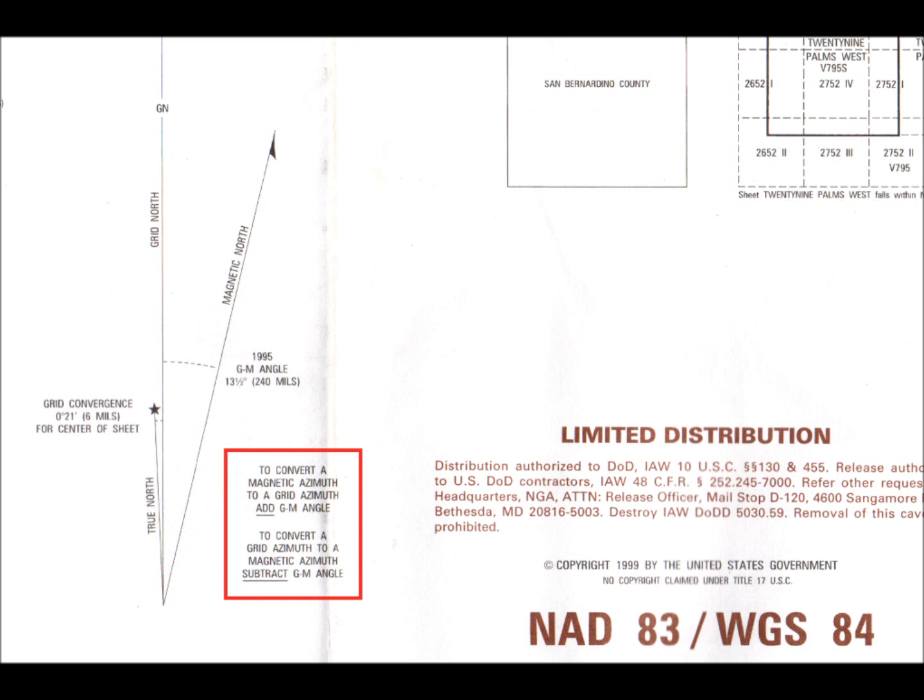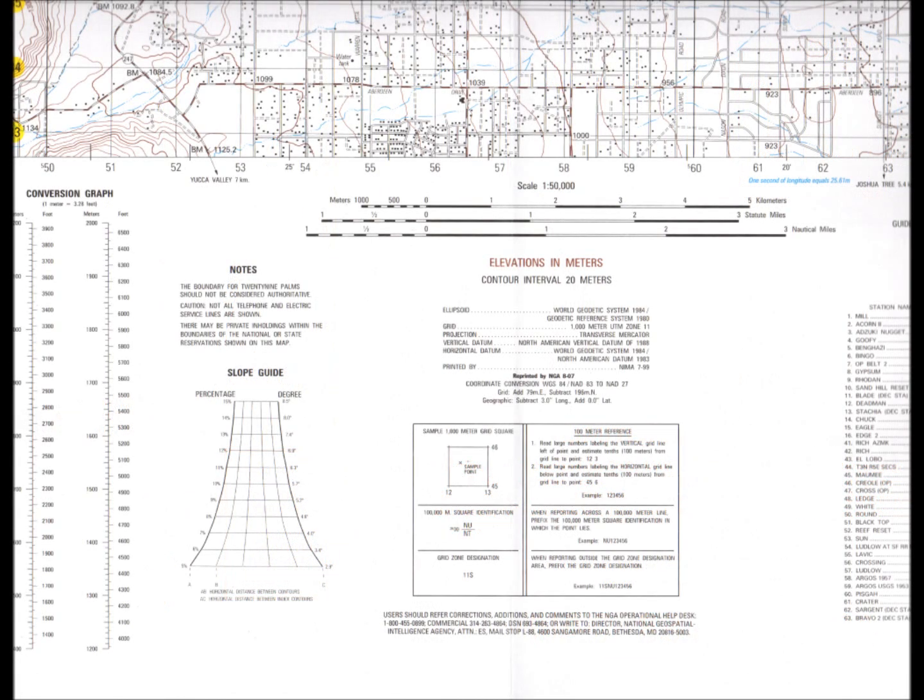So if you have ever heard any rules like going from magnetic to grid, you add because you're going from major to general, like in a military rank, or if you're going from grid to magnetic, you subtract because you're going from general to major. Those little rules will apply in certain places, but in certain places it won't. So you always need to make sure you check the declination diagram that goes specifically to your map, because it will change in different parts of the Earth.